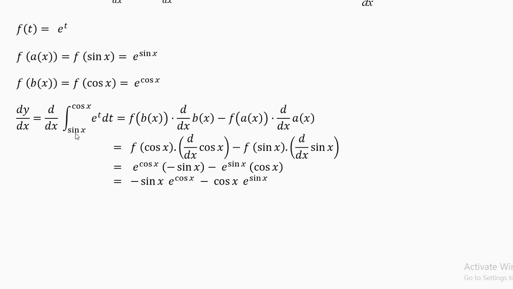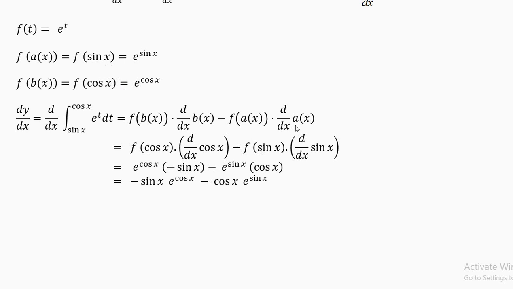Now use the Leibniz formula for the differentiation of the integral: f of b into derivative of b minus f of a into derivative of a. You'll get f of cos x into derivative of cos x. Derivative of cos x is, in bracket, minus sin x, and f of cos x is e power cos x. Just copy it from here. Then note down the minuses in all the places.